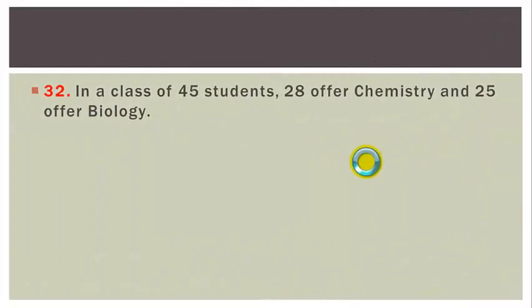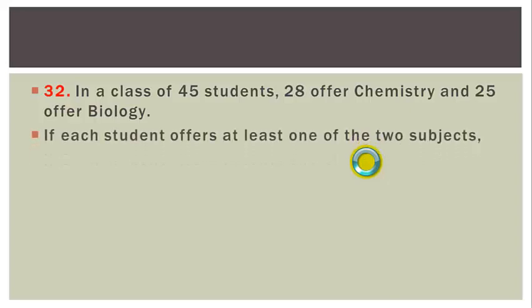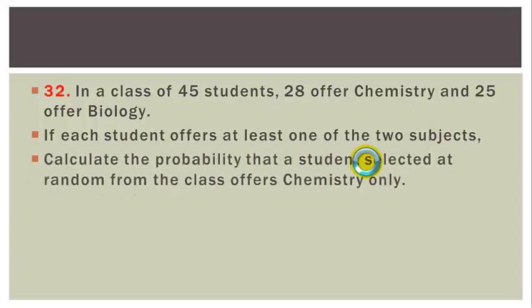Question number 32. In a class of 45 students, 28 offer chemistry and 25 offer biology. If each student offers at least one of the two subjects, calculate the probability that a student selected at random from the class offers chemistry only.